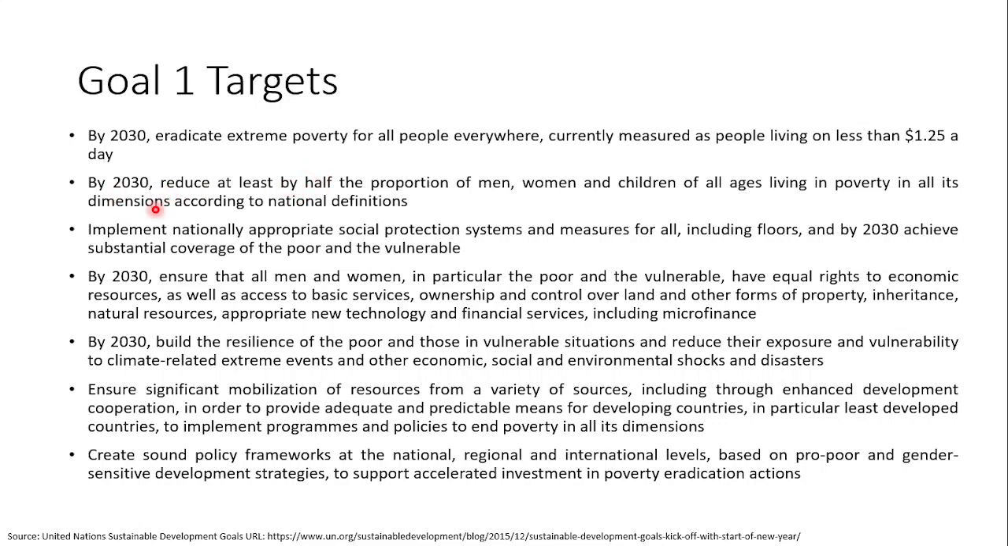And this is the point that we are going to discuss: reduce at least by half the proportion of people, men, women, and children, living in poverty in all its dimensions. I was talking about the multidimensional poverty index. This point talks about all its dimensions. So what are these dimensions? We'll see. According to national definitions, so for each country it will be different, these dimensions that we are defining.